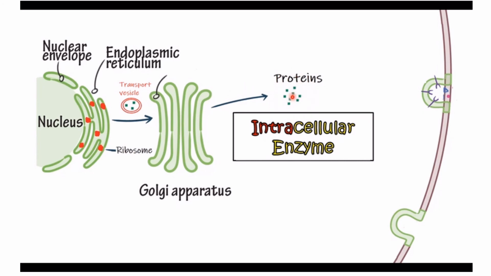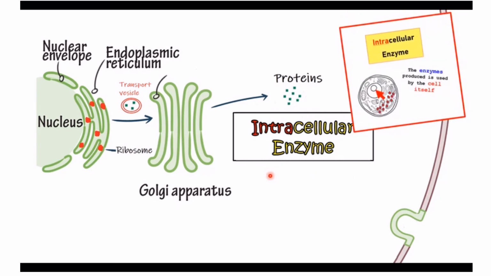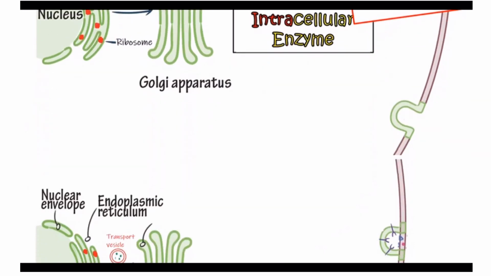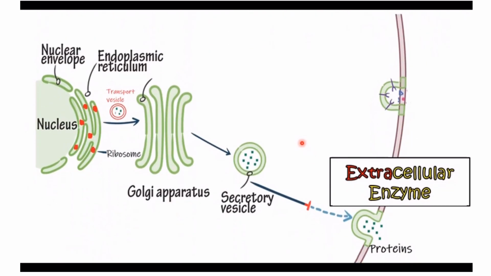Once these transport vesicles arrive at the Golgi body, they are going to fuse with it. These enzymes, when inside the Golgi body, keep on moving and traveling until they reach the other end of the Golgi body. Once they reach the other end, they are again going to bud off from the Golgi body, but this time the proteins will be released directly into the cytoplasm. This is how the intracellular enzymes are produced and then used up by the cell: after budding off from the Golgi body, they are used directly within the cytosol or the cytoplasm.